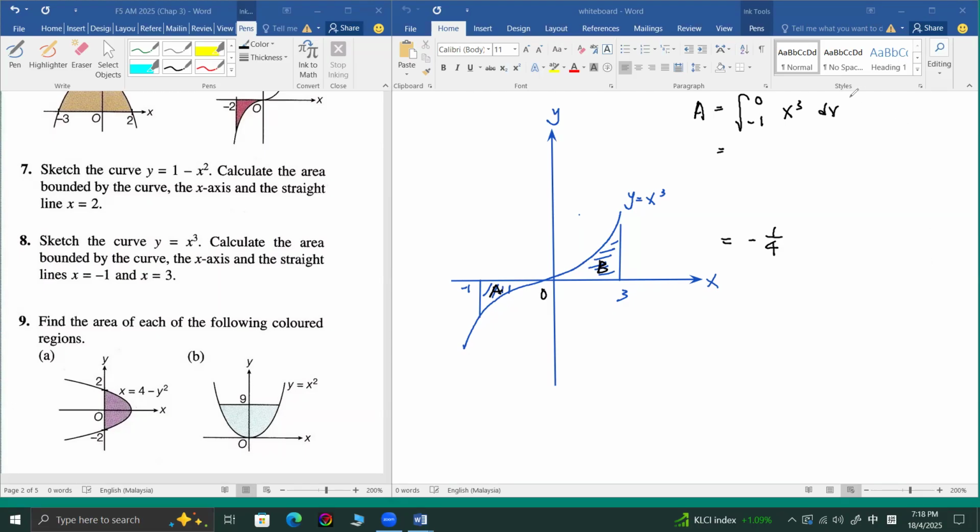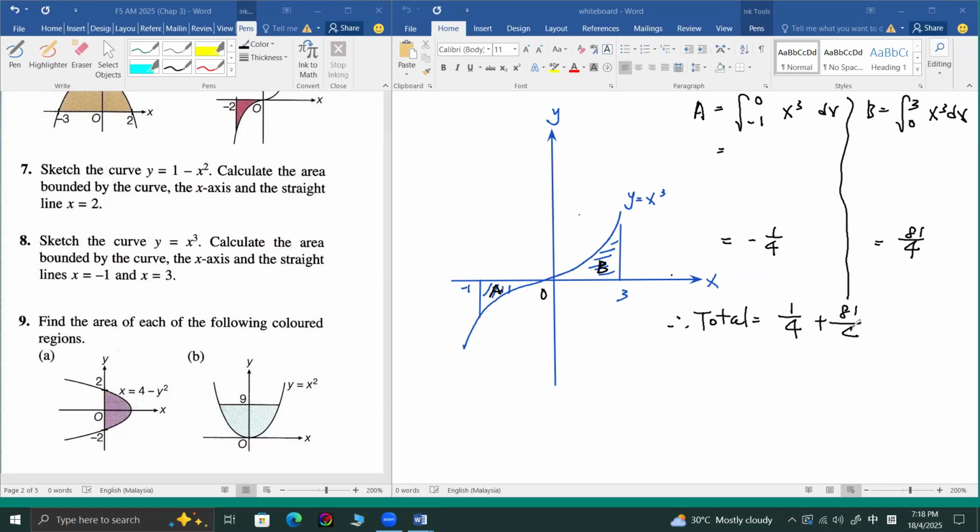Then after that, you do B, from 0 to 3. Always the limit from right to left. So you will get 81/4. Don't forget, for the total, change the negative back to positive. Then you'll get 21/2. Got it? So this is the way how you find the area.